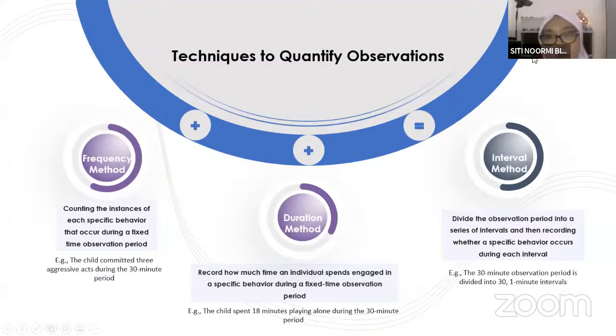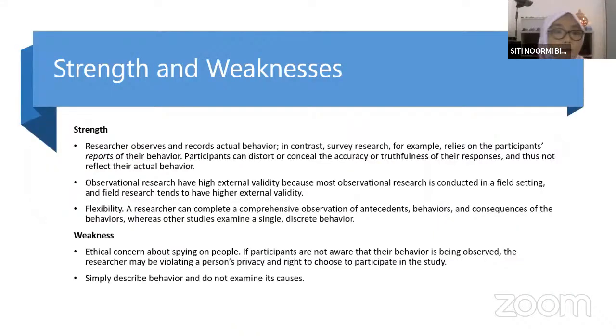Okay, so these are the three techniques that we can use to quantify our observation, because the discussion today is on quantitative. So we try to translate any information that we get from the observation into numerical data. Okay, the strengths and weaknesses of observational research design.